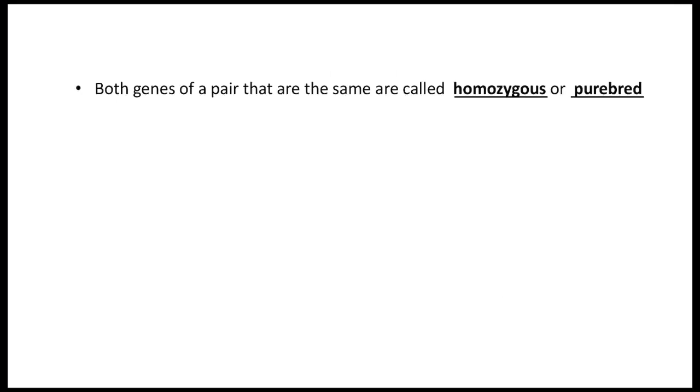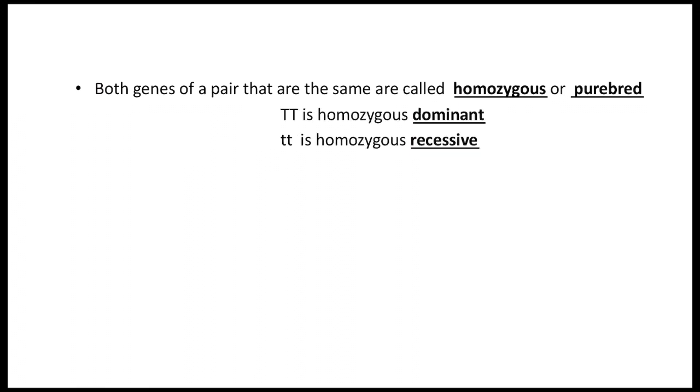Both genes of a pair that are the same are called homozygous or purebred. Purebred, if you think about breeding dogs, for example, means you're making sure that both of the alleles match so that you know which breed of dog it is, you know that it's 100% that dog, and you know what the parentage is, so where the parents are from. And then you are able to predict what the offspring will possibly look like. So capital T is homozygous dominant. Little t is homozygous recessive.